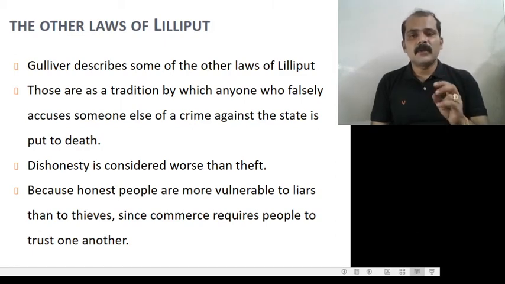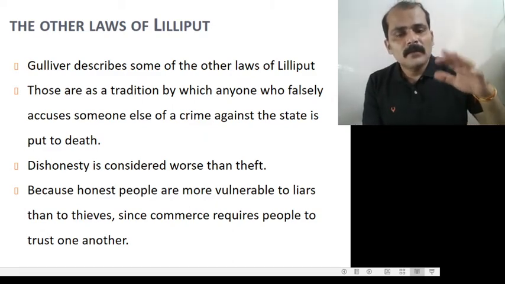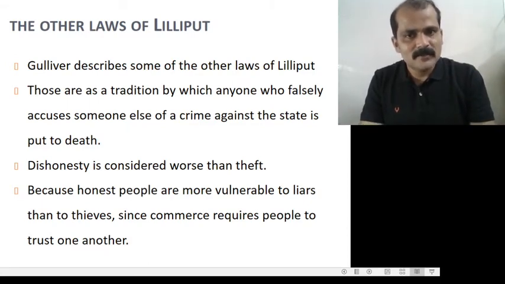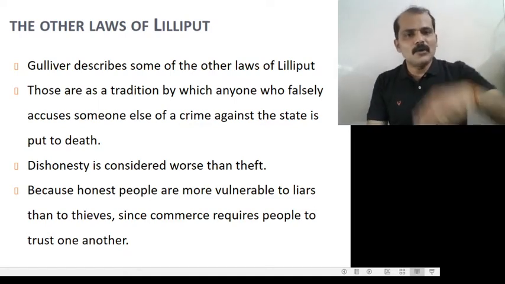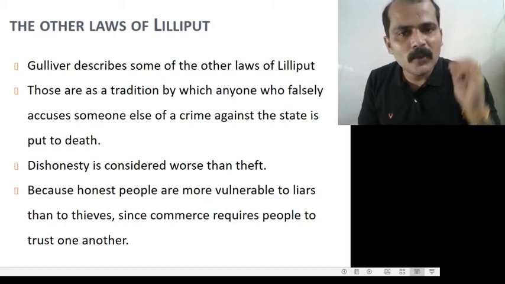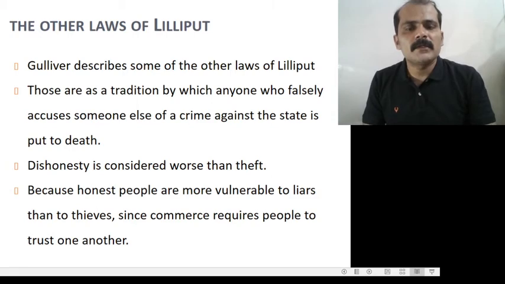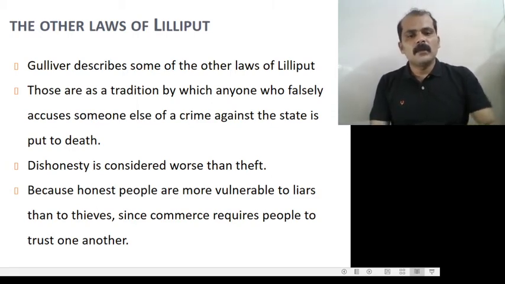Students, it's very important. Look at that. He describes the other laws of Lilliput, like the tradition by which anyone who falsely accuses someone of a crime against the state is put to death. Look at that, they put them to death. This is one kind of rule, of law.